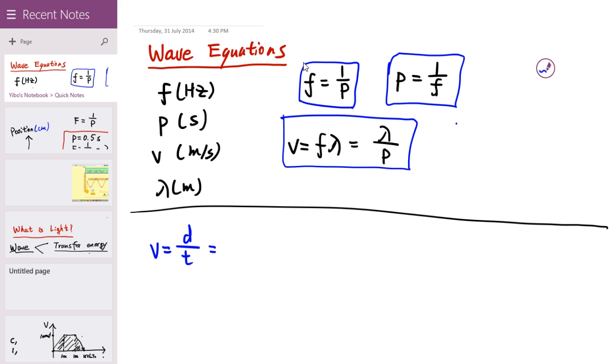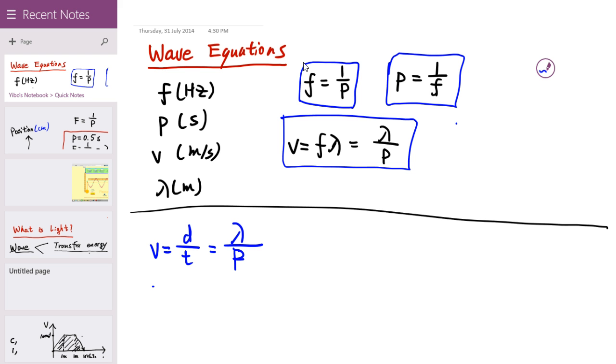So when we talk about a wave, the wavelength is how much the energy in the wave travels. So the distance the wave travels will be the same as the wavelength. For a wave to travel a wavelength, the time we need is a period of time. So this is where this comes from: wavelength divided by the period.